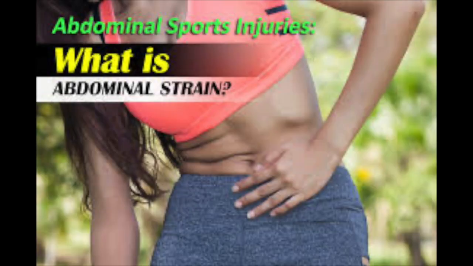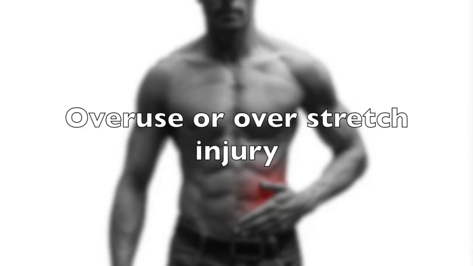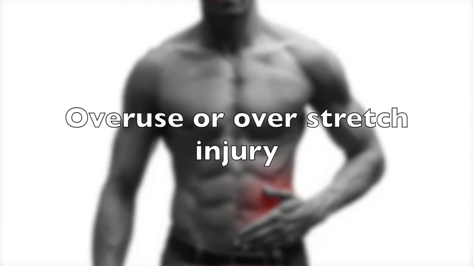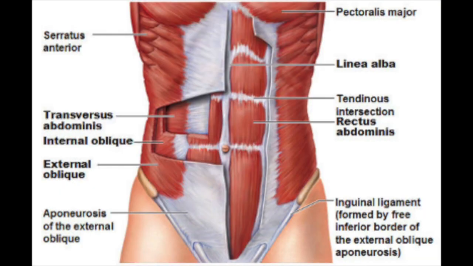So an abdominal strain is either an overuse or an overstretch injury of the abdominal muscles, which are present right around the front part of the torso. Now, we primarily have four abdominal muscles. Starting from deep to shallow, we have the transverse abdominis, which is the true core of the body, which wraps all the visceral abdominal contents in the torso.